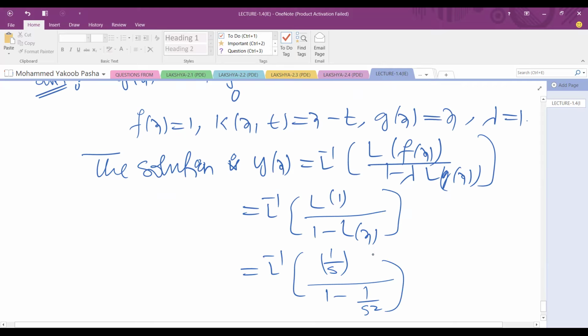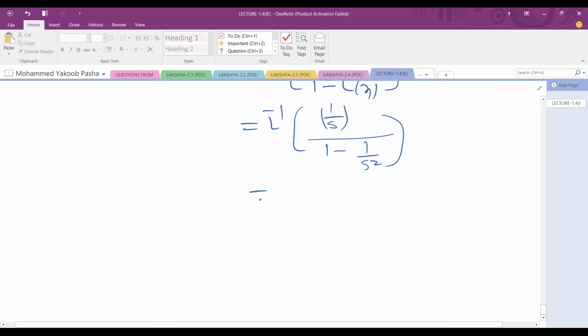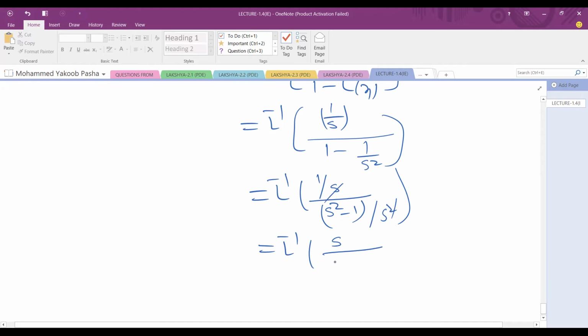1 factorial by s square, that is 1 by s square. So this is equal to L inverse of 1 by s divided by s square minus 1 by s square. So the 1s will be cancelled. L inverse of s by s square minus 1.